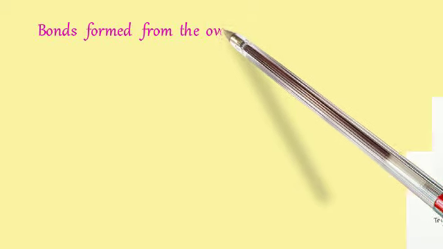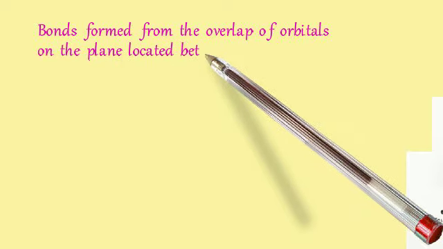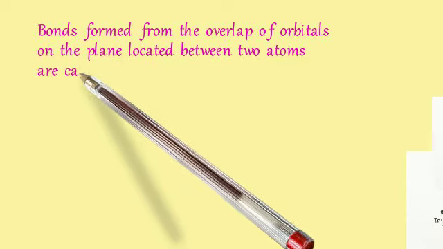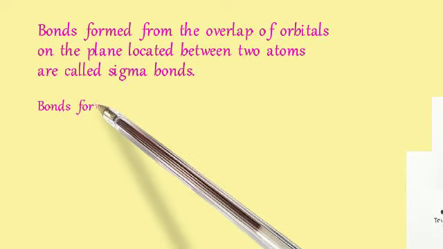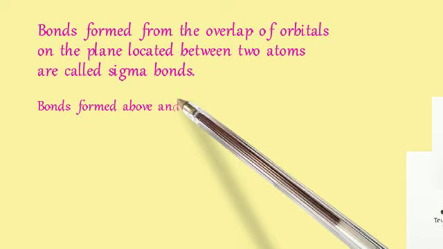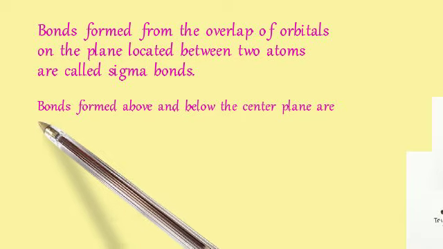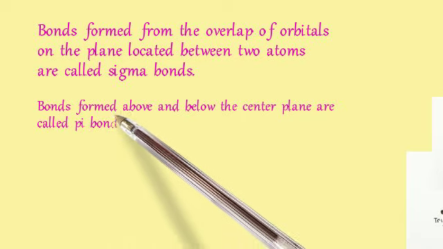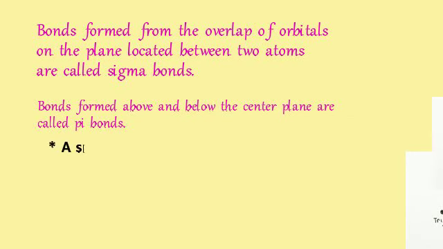So, bonds formed from the overlap of orbitals between two atoms, so it's what's right in the middle between two atoms, are called sigma bonds. We can't fit all the electrons they share in between them, so some are shared above and below. Bonds formed above and below the center plane are called pi bonds. So a single bond is a sigma bond. This is on the plane. This is the area shared between two atoms.